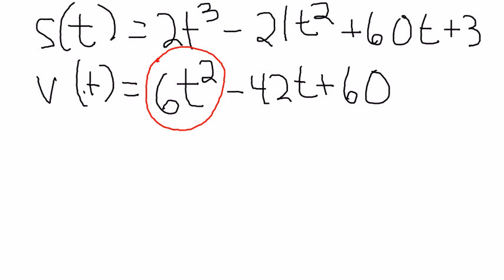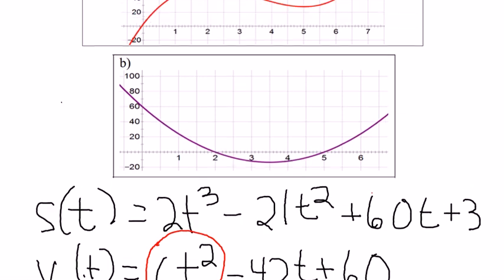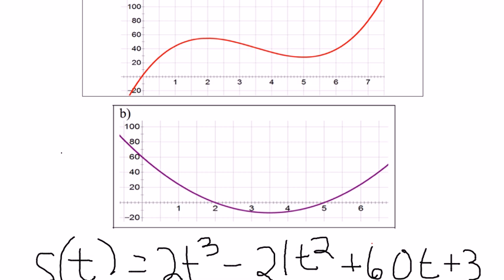So with this little piece of information right here, since it's t squared, we know that it's a parabola, and since 6 is positive, we know that the parabola is going to be upwards. So the only choice that looks like this is B.